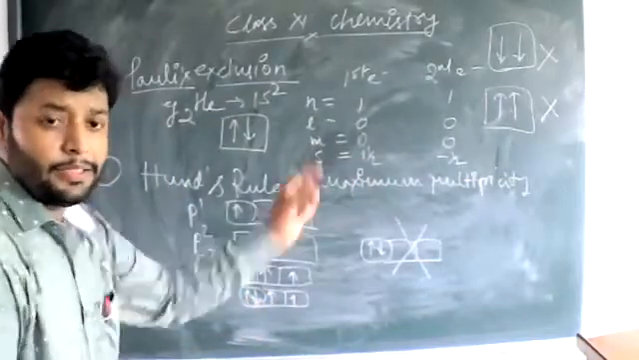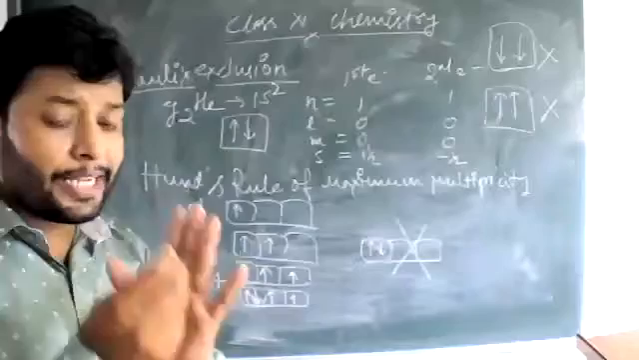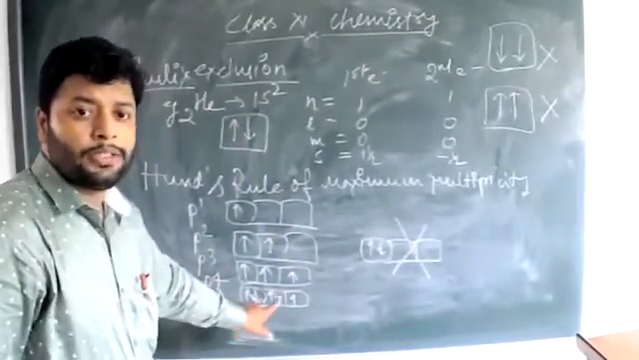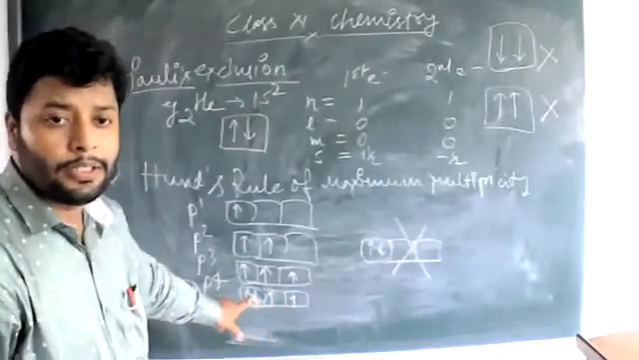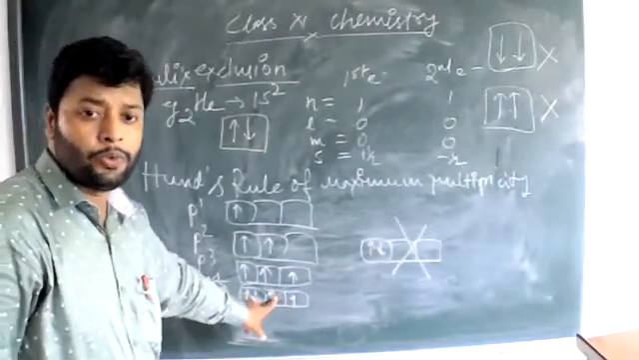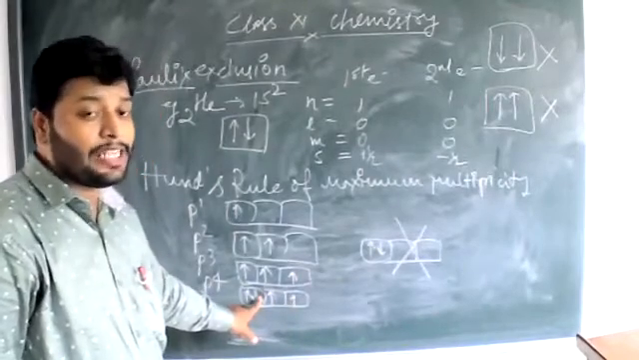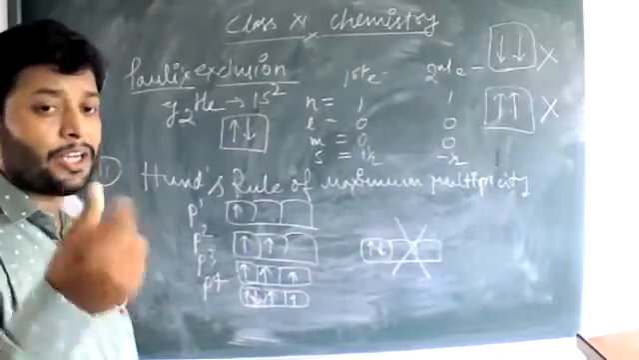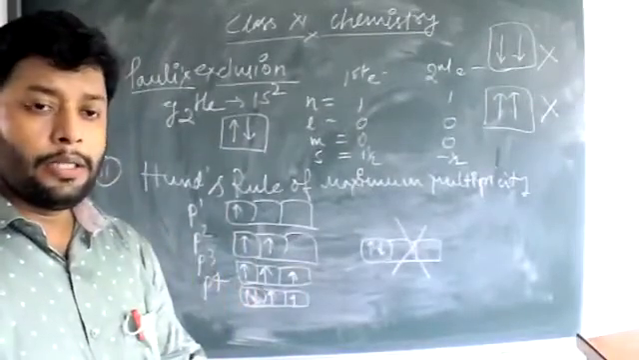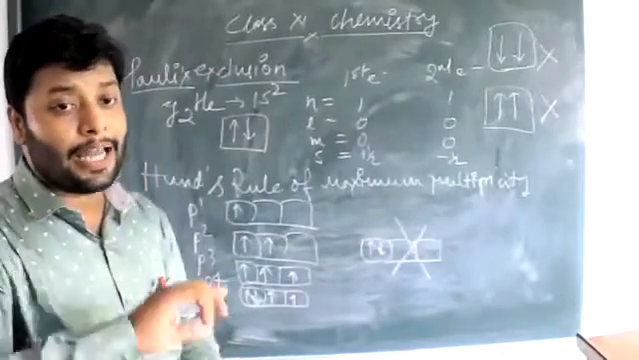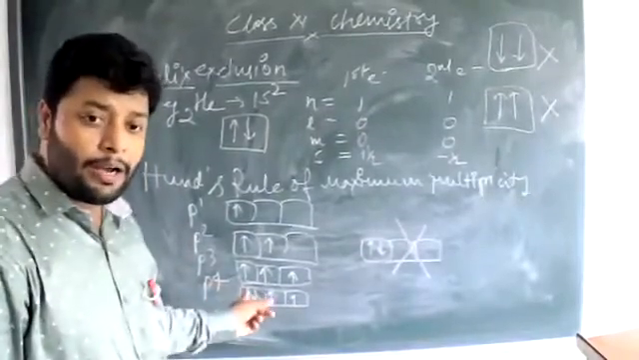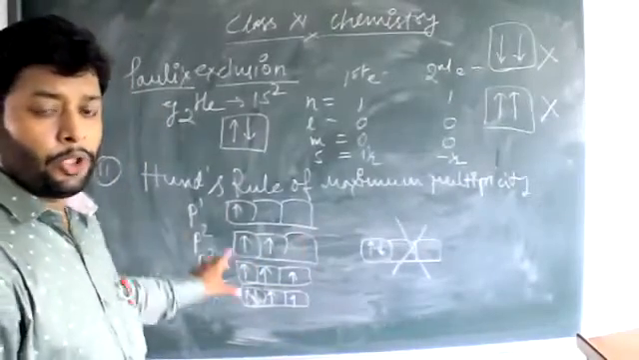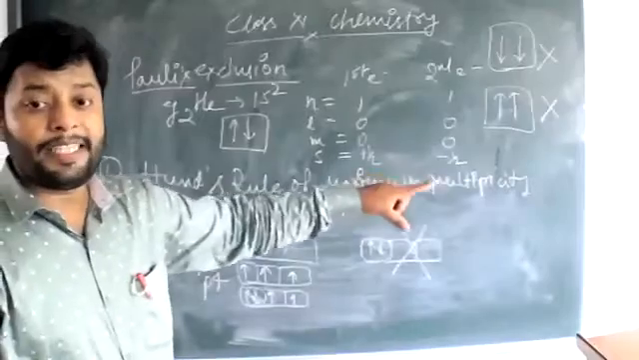The problem is that sometimes we make a mistake in counting the electrons. We count 1, 2, 3, 4. This is wrong. The actual counting is 1, 2, 3, and this one is the fourth electron. So whenever we count electrons, the paired electron is actually counted last. First we count all the parallel spins, then we start counting the pairing of electrons. This is called maximum multiplicity.